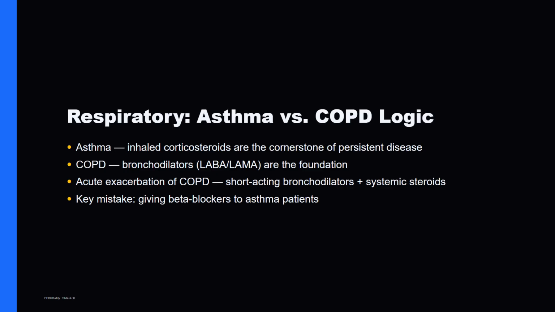Respiratory questions almost always hinge on correctly distinguishing asthma from COPD and then selecting the right drug class. For asthma, the long-term controller is an inhaled corticosteroid. That's the foundation. For COPD, the foundation shifts to long-acting bronchodilators, LABAs and LAMAs. The common mistake I see? Candidates confuse the two because both involve inhalers. Watch for comorbidities. A patient with COPD who also has heart failure might be on a beta blocker, and that's acceptable for COPD, but beta blockers are a red flag if the diagnosis is asthma. Details like that are exactly what the exam tests.